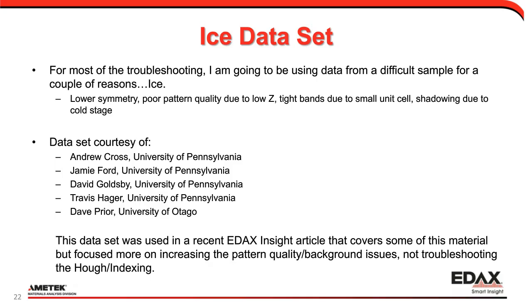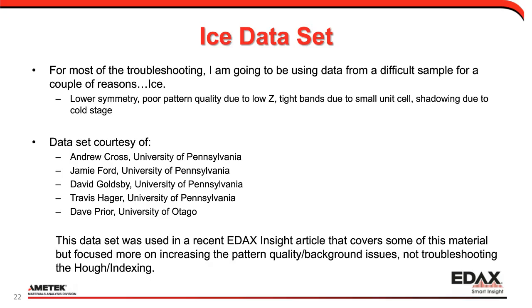And of course, here, again, the data is courtesy of some people, mainly at the University of Pennsylvania, and I thank them for the chance to take this data and again show you what we can do with it. Now, you might have actually seen some of this data before in our recent Insight article. I used this data for that, and that was more focused on increasing the pattern quality and the background issues caused by the setup, not on troubleshooting the Hough and the indexing. So again, same data set, but from a different perspective.